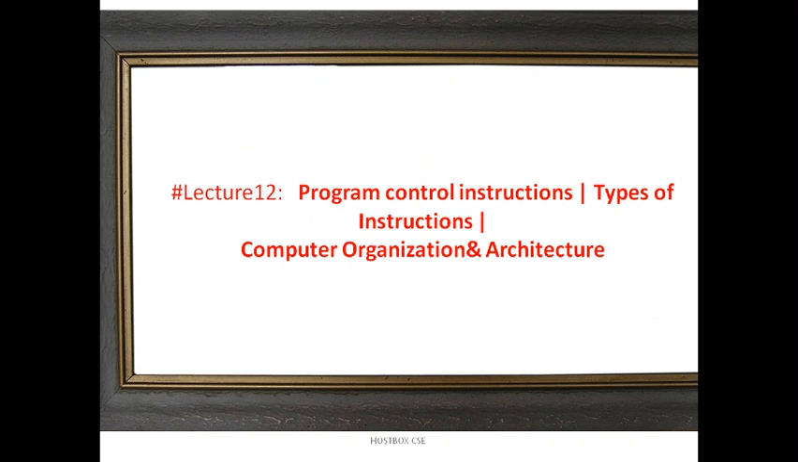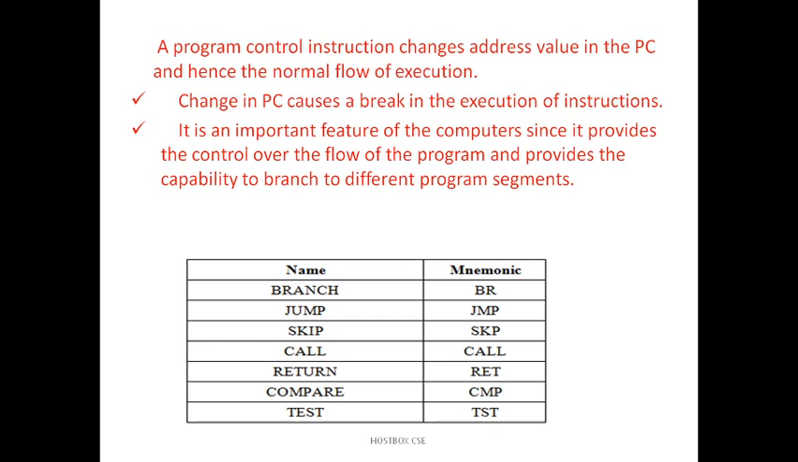First, we have to know what the program control instructions are. These are the instructions which always change the address value in the PC, and hence the normal flow of execution. Also, a change in the PC causes a break in the execution of instructions. It is a very important feature of the computer, since it provides control over the flow of the program and provides the capability to branch to different program segments.